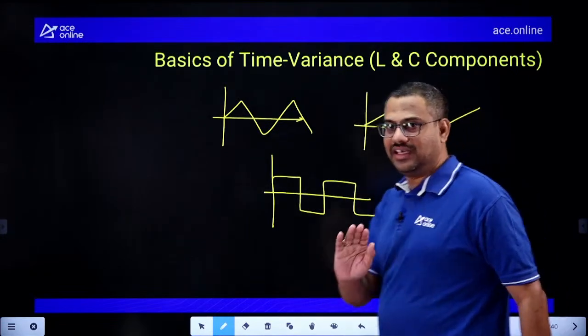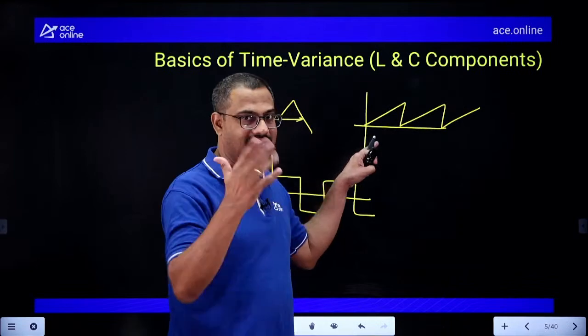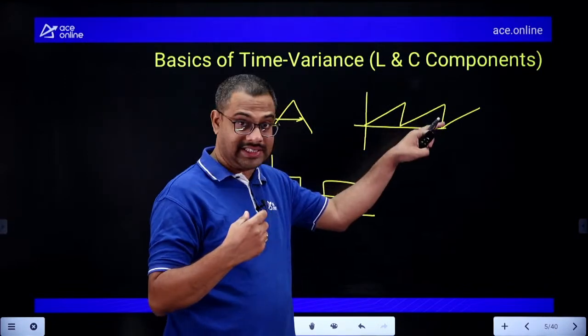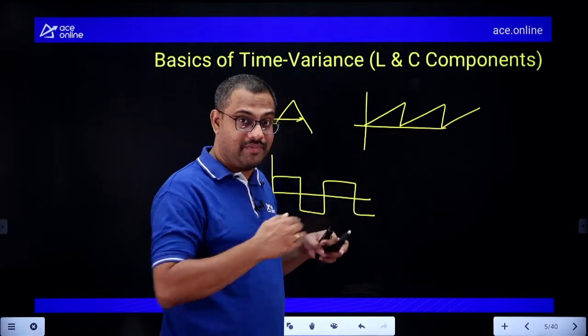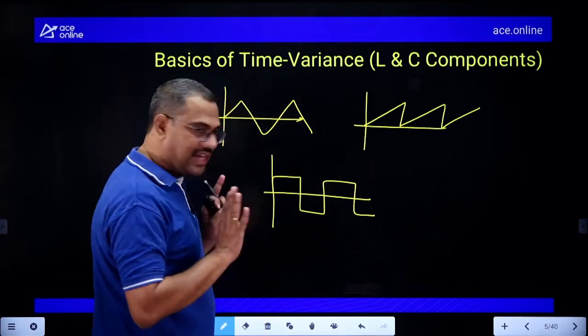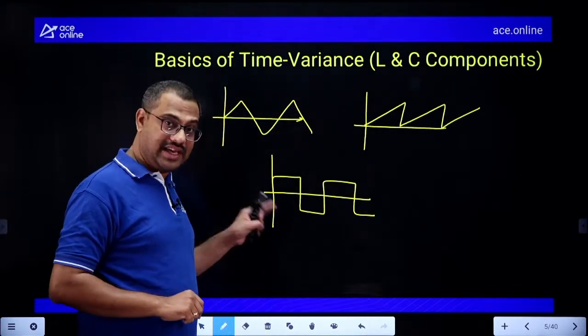And this is DC but not ideal DC. Its average value is what I want. That is the DC component. Its average value is the DC component I use, but it has got a lot of harmonics when you expand with Fourier series. And this is AC, again not ideal AC. It is AC but not ideal.